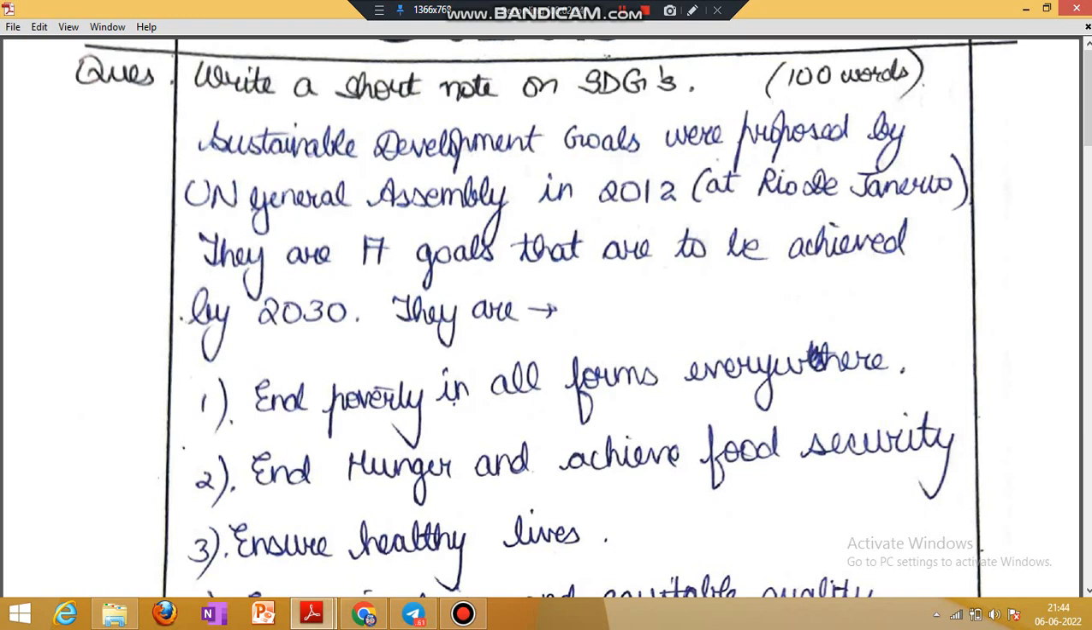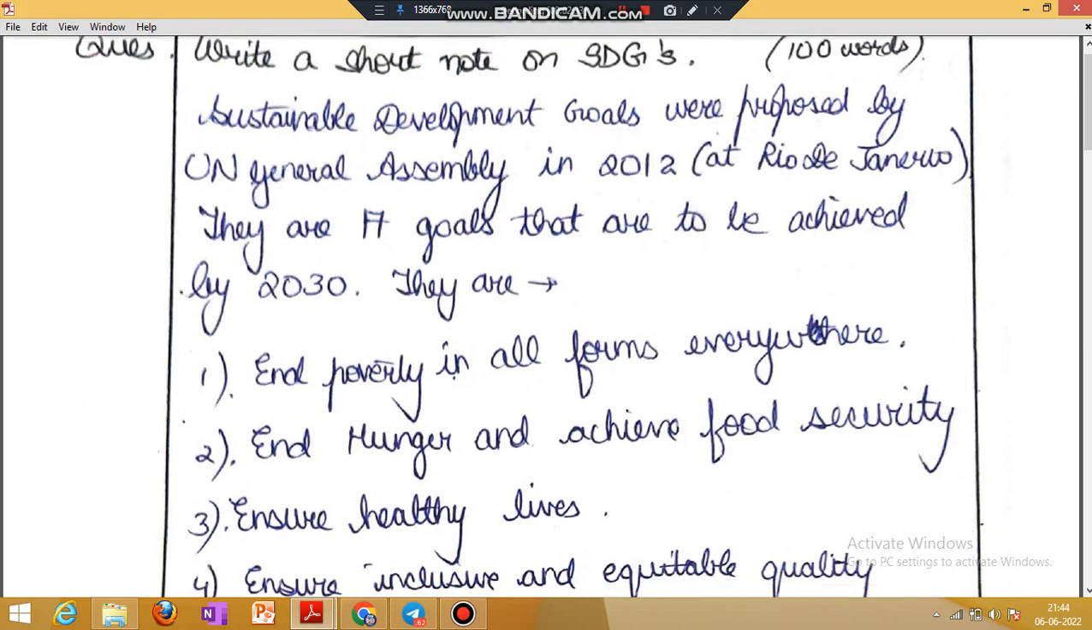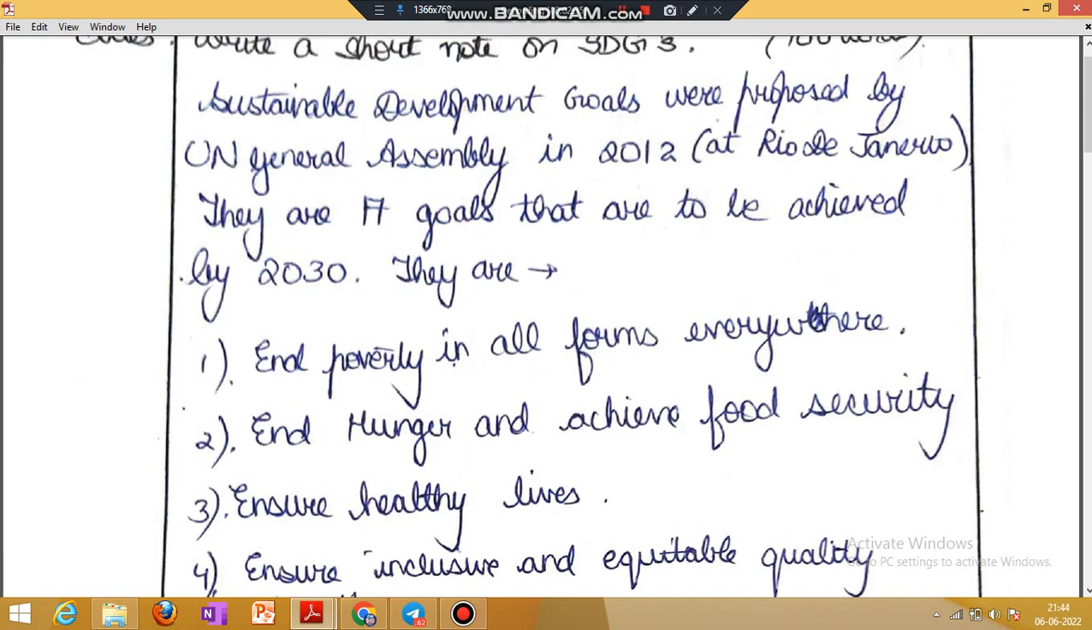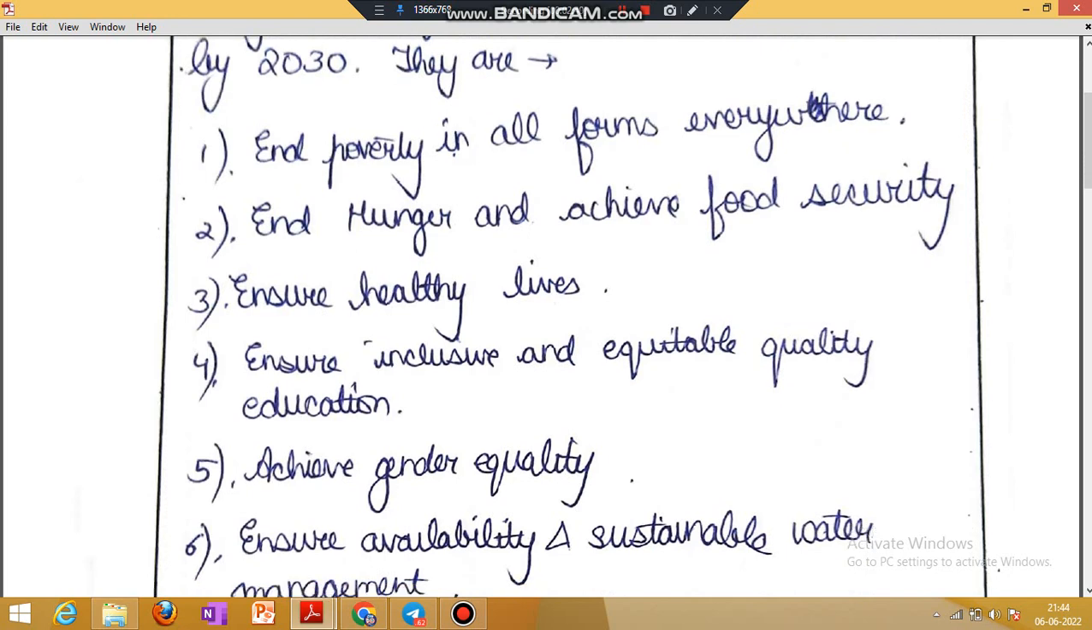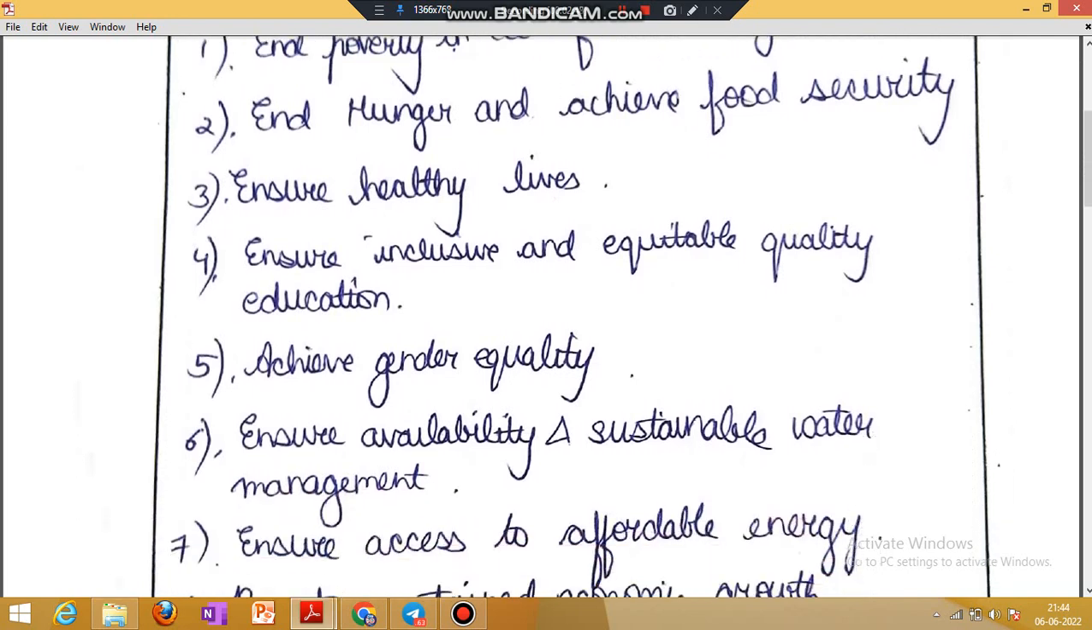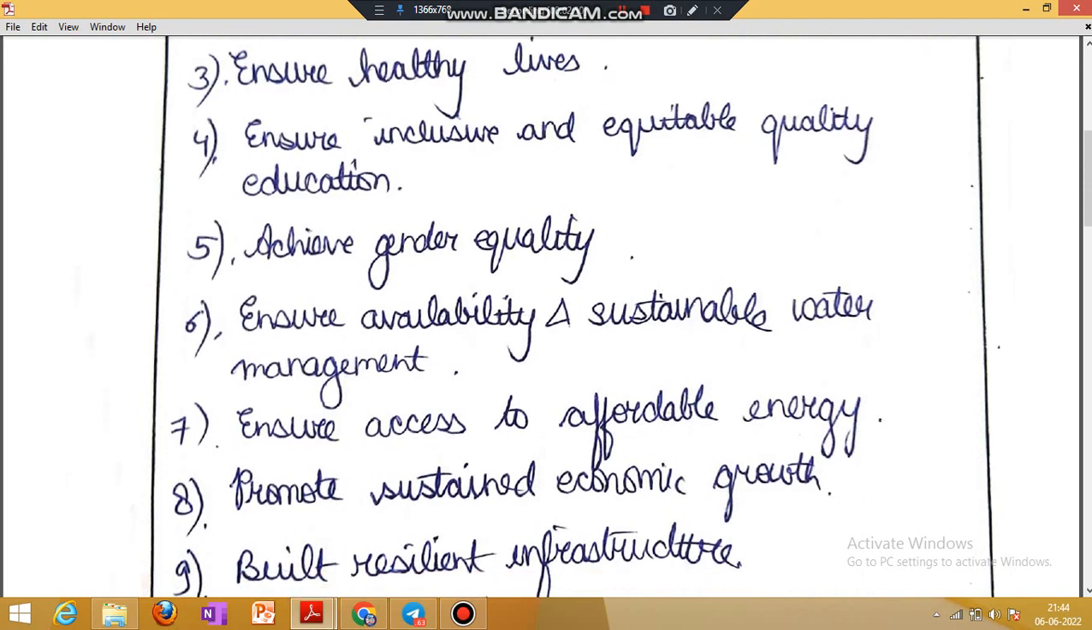So this is the answer that I've written. First of all, I have mentioned that Sustainable Development Goals were proposed in the year 2012 at Rio de Janeiro, and they are 17 in number and they are to be achieved by the year 2022. This is a basic introduction, and the 17 goals I've mentioned them. So first is to end poverty in all forms everywhere. Second is to end hunger and achieve food security. Third, to ensure healthy lives. Fourth, to ensure inclusive and equitable quality education.